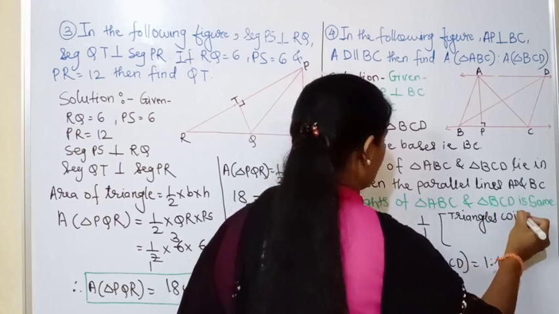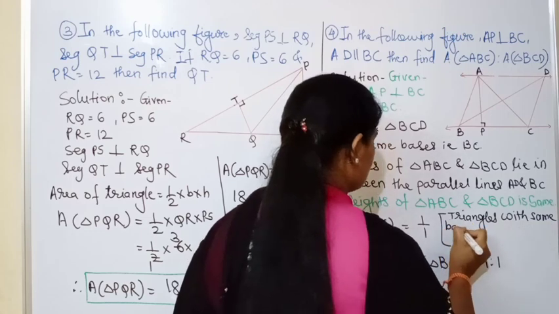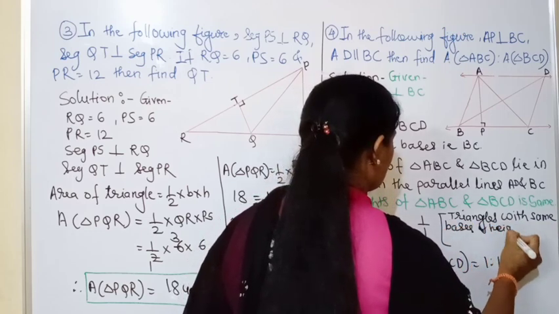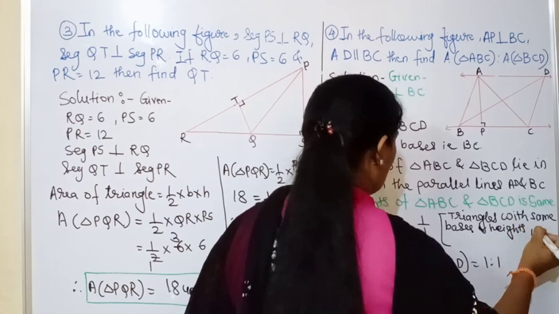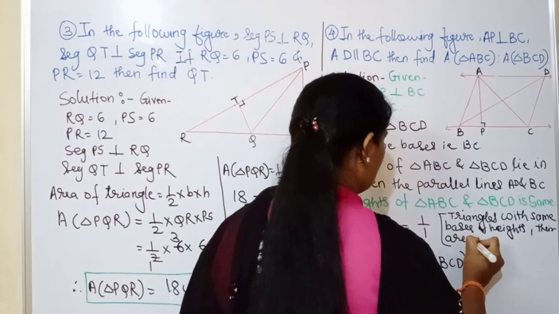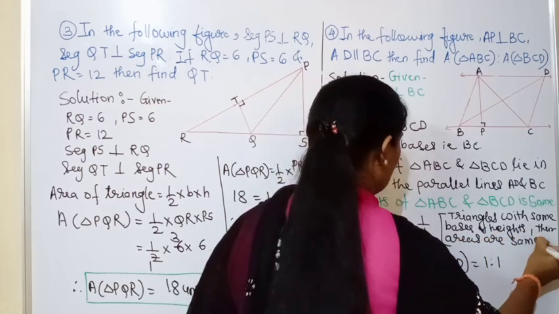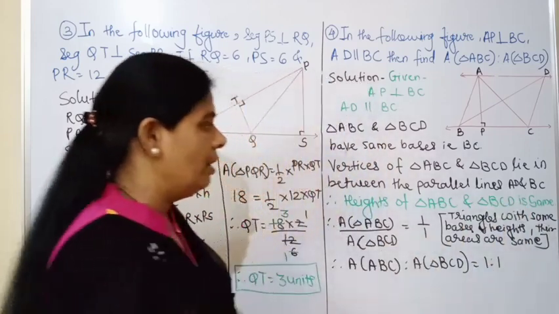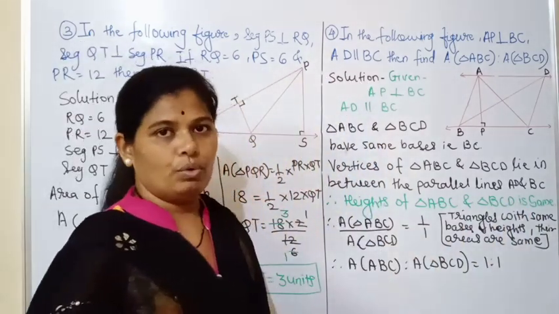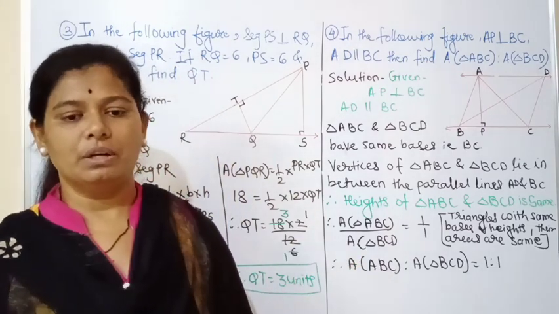And you can write it here: triangles with same bases and heights, comma, their areas are equal. Their areas are same, or you can write it as equal. Very important statement. So in this way we have finished example number 4. Now the last problem is remaining, that is the 5th one.